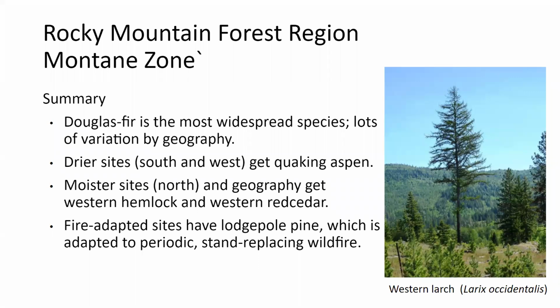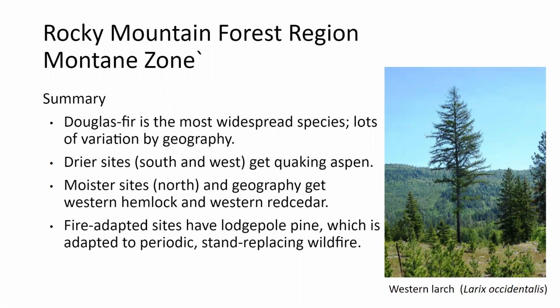And so just to recap that, right? So this montane zone, we have 3 distinct types of forest within the montane zone. And of course, we could subdivide these into many more categories, right? If we needed to know much more specific information, there's definitely loads of forest types within that. But generally speaking, Douglas fir is the most widespread species. There's lots of variation by its geography. And then we have 3 different types within the montane zone. We have drier sites, moister sites, and fire adapted sites.